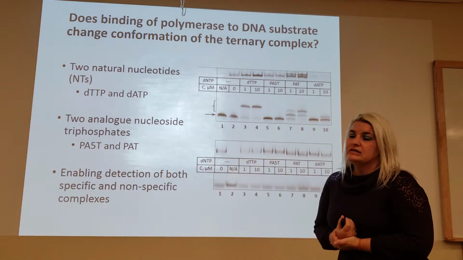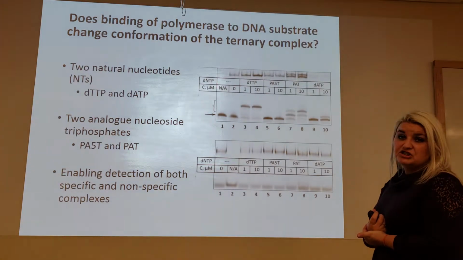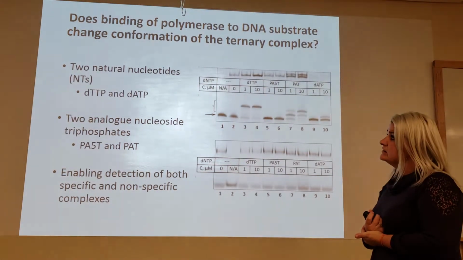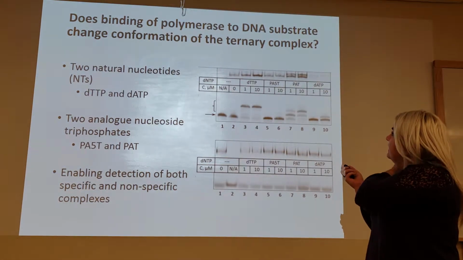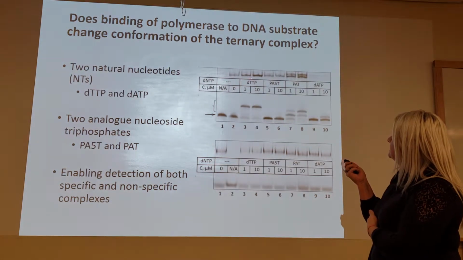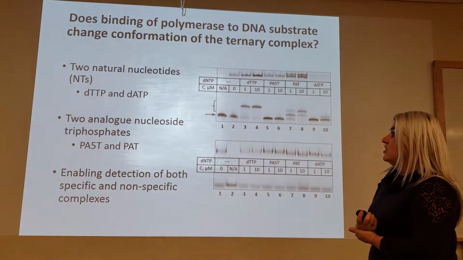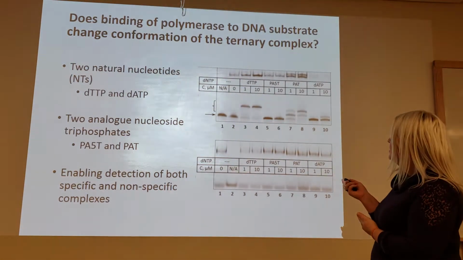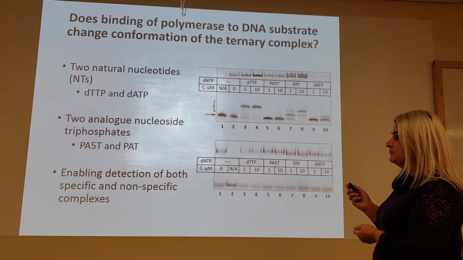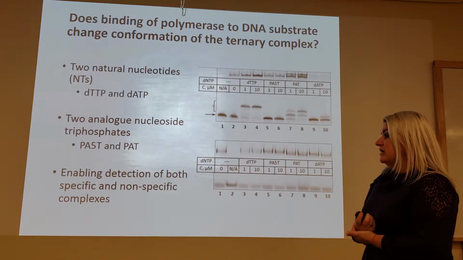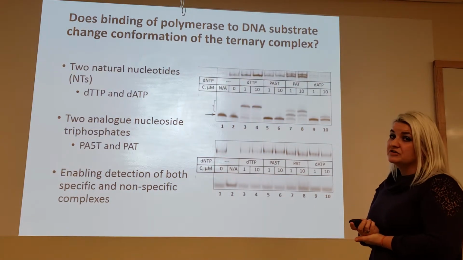So a question that was raised in this paper was, does binding of the polymerase to DNA substrate change conformation of the ternary complex? So what they did was they used two natural nucleotides, and those two natural nucleotides are the dTTP and the dATP. They also used two analogs, nucleoside triphosphates, which are the PA5T and the PAT. So enabling detection of both specific and non-specific complexes will help answer this question.